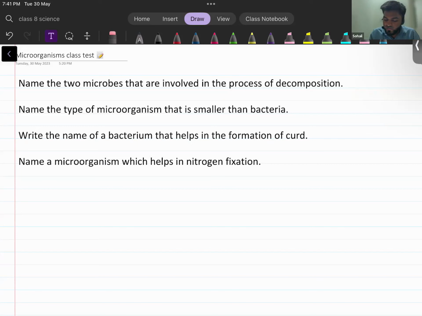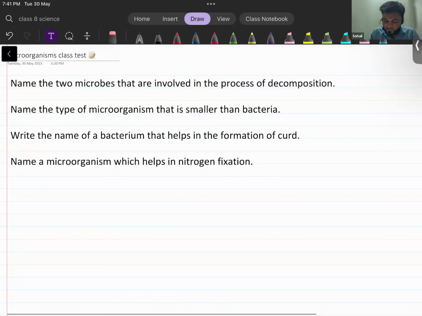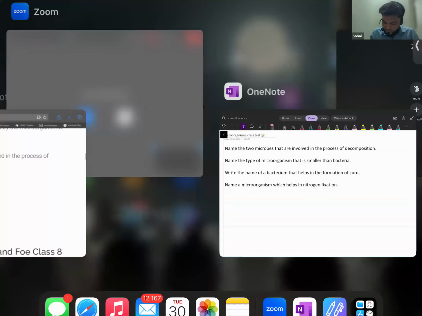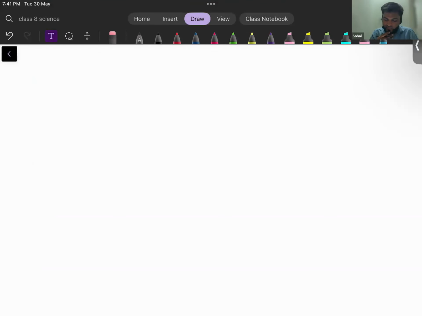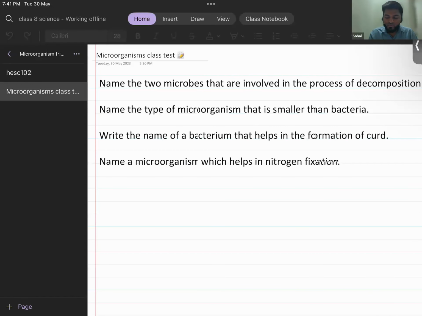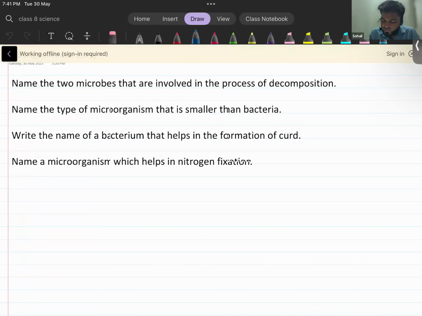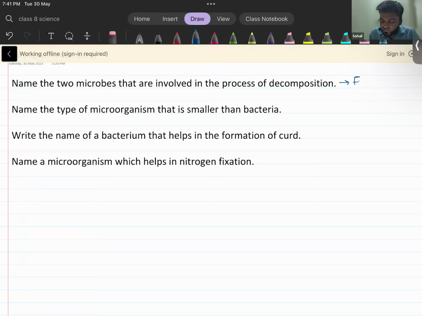The first answer is correct, but algae is not the correct answer. Fungus is the correct answer, but algae is not related to decomposition. Bacteria and fungus, these two are related to decomposition. So the answer is fungus and bacteria.